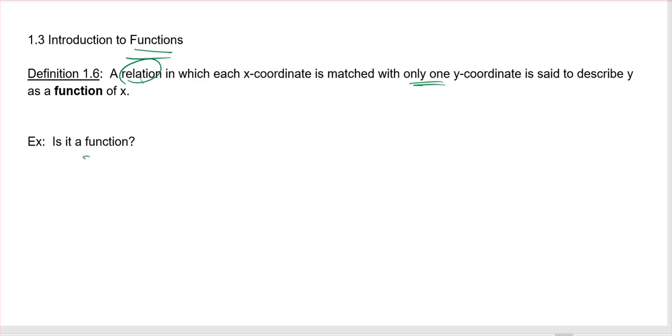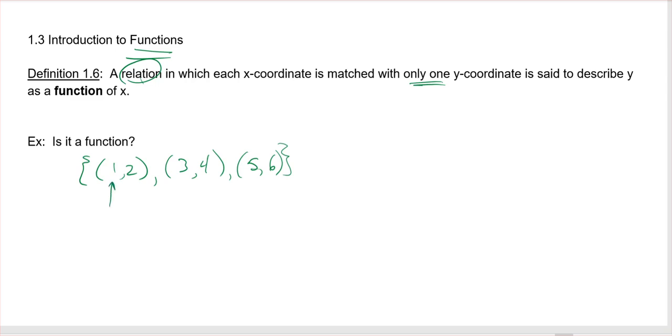Is it a function? So here's one. Let's have it in roster method. So {(1, 2), (3, 4), (5, 6)}. Okay, so here we have a set, right? We know it's a set because we have the little curly brackets, and it's a set of ordered pairs, so it's a relation. Check mark, we got it. Now we need to verify that each x-coordinate is matched with only one y-coordinate.